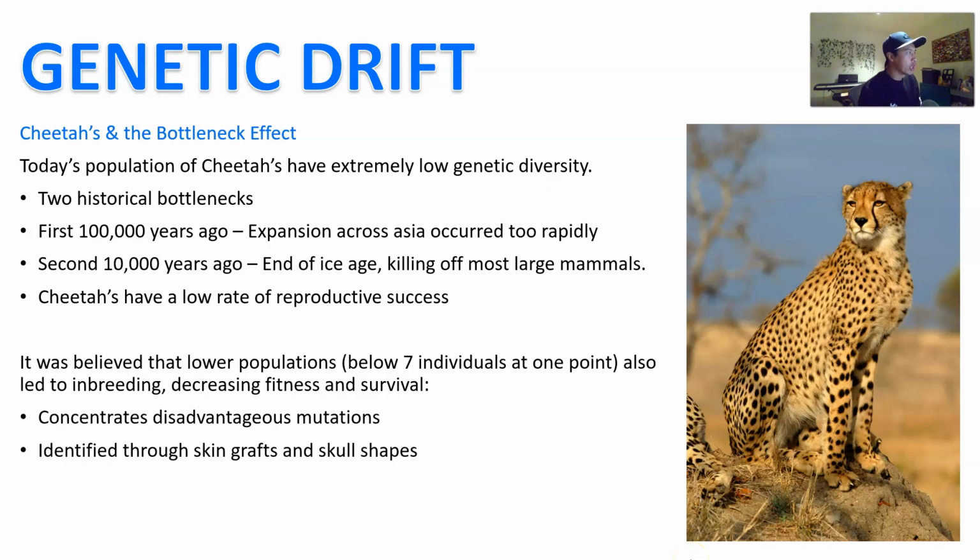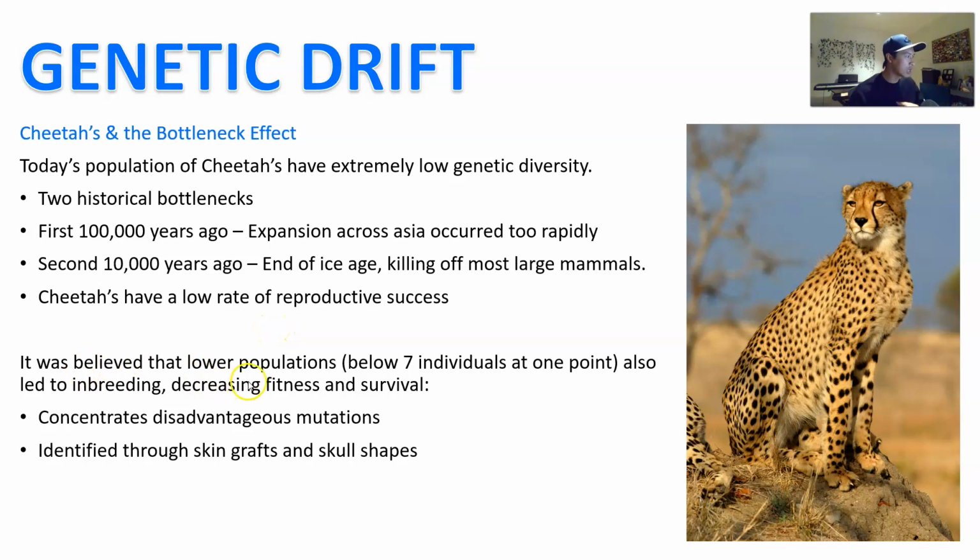Here's the cheetah and the bottleneck effect. Today's population of cheetahs has extremely low genetic diversity. That's because they've gone through 2 historical bottlenecks, one 100,000 years ago and another about 10,000 years ago, right? The first one was because they expanded too rapidly, which is ironic because they're the fastest land animals. And then the second one happened at the end of the Ice Age, which killed off most of the large animals. That, together with the cheetahs' low rate of reproductive success, made it really hard for them to survive.